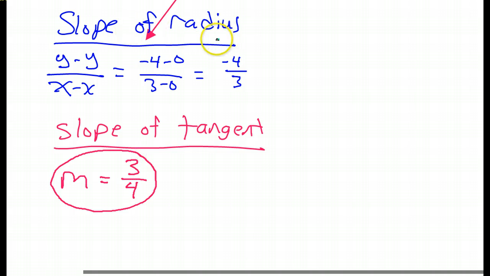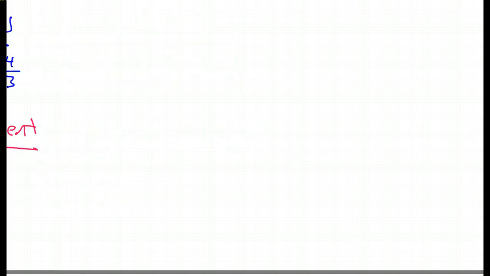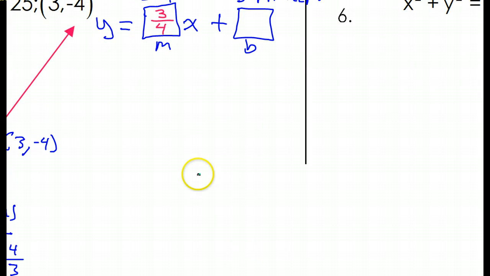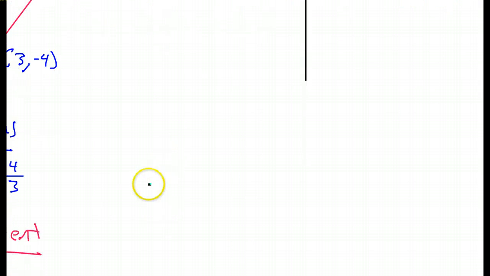So we found the slope of the radius, and the tangent slope will be opposite in sign and reciprocal, upside down. Okay, so 3/4. So we were looking for the slope and the intercept, and so far we found the slope. Okay, so now we need to find b. That's the only other thing we need to do.